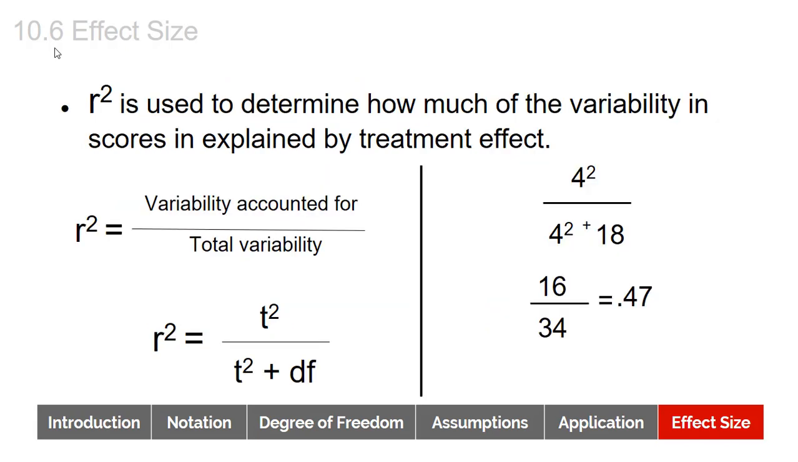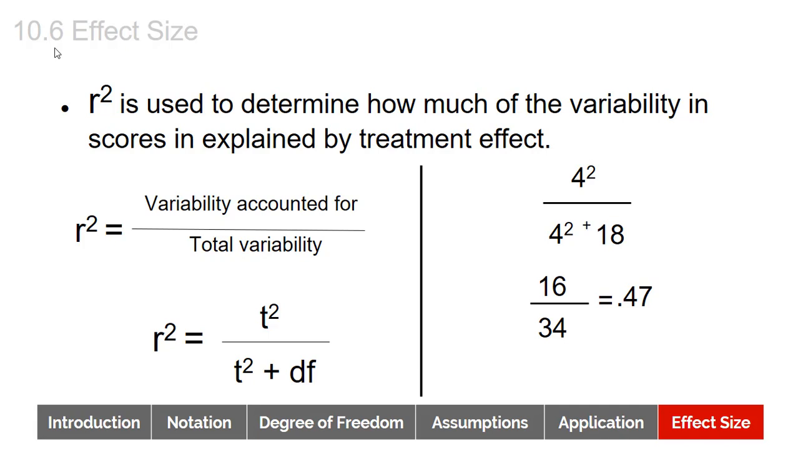There's another way to talk about effect size, and that's by using something called R-squared. R-squared is just a formula that says how much of the variability in scores is explained by the treatment effect. So there's variability in the scores of mean 1 and mean 2. How much of that can we say was really because of children's programming, and then the rest of it can be explained by something else perhaps? So we use R-squared to figure this out.